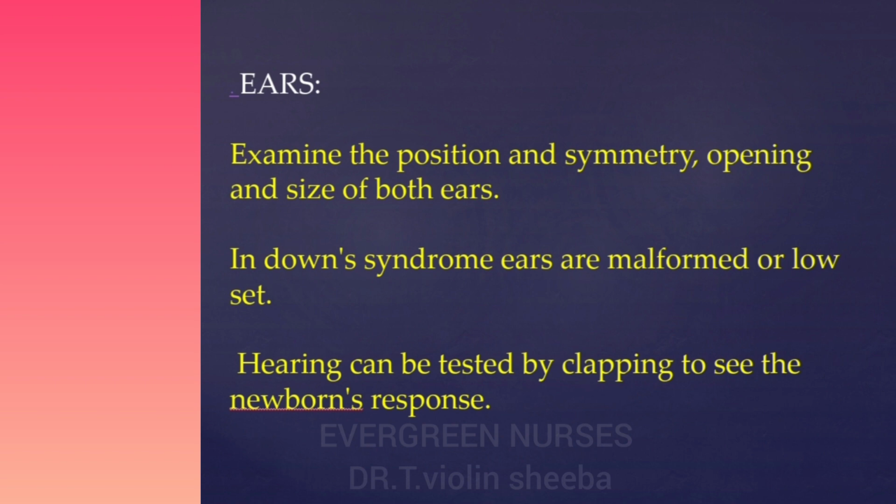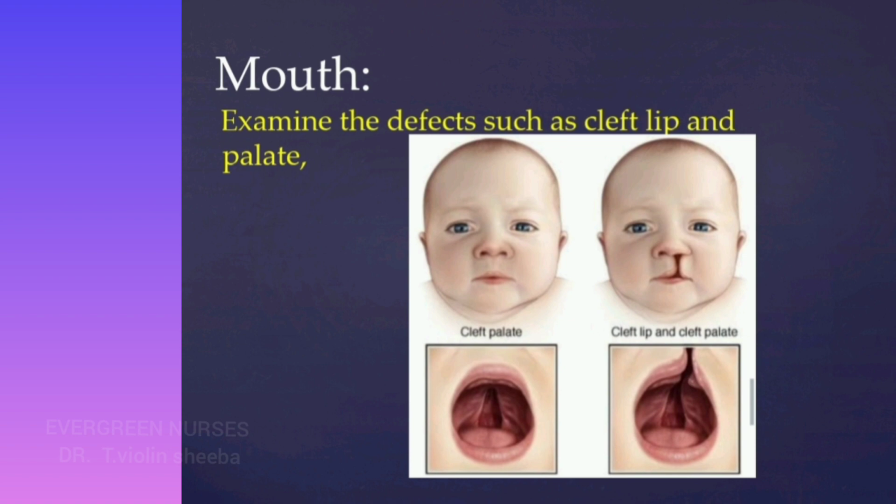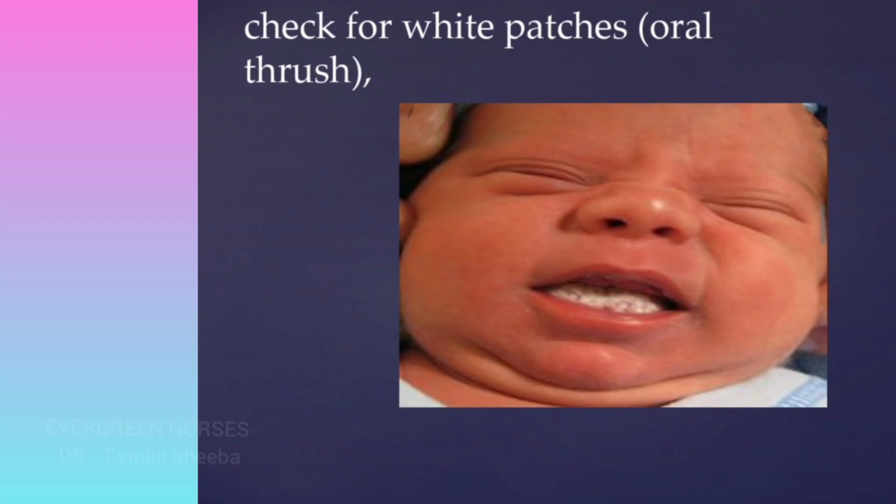Then we have to assess the mouth. Epstein pearl is one of the conditions. Here there will be a whitish pearl-like substance present in the oral cavity, and you can see this condition in the slide clearly. Now we have to assess the baby's mouth for any congenital defect like cleft lip and cleft palate. Assess the tongue for any evidence of oral thrush. It is a white patchy substance that is present on the tongue due to fungal infection.